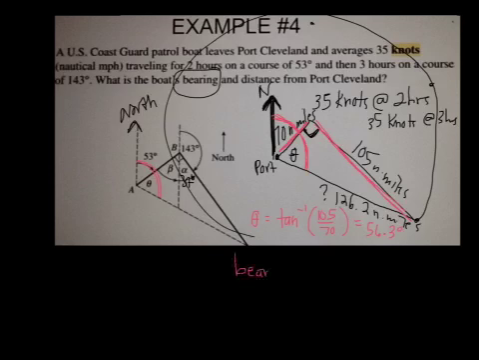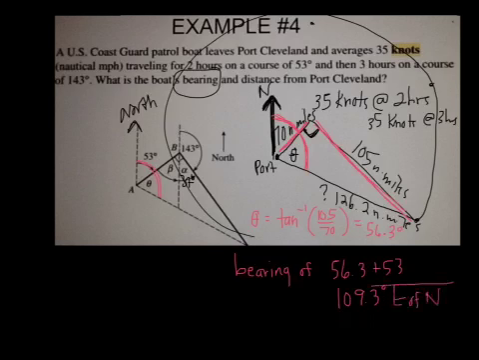Ooh, that's nice. That red pops. The bearing of 56.3 plus 53, or 109.3 degrees. I like to say east of north so they know for sure which direction to go. There's your bearing, distance and bearing.